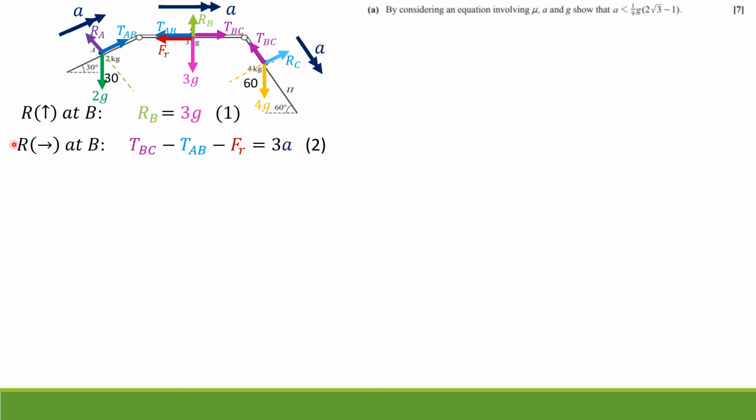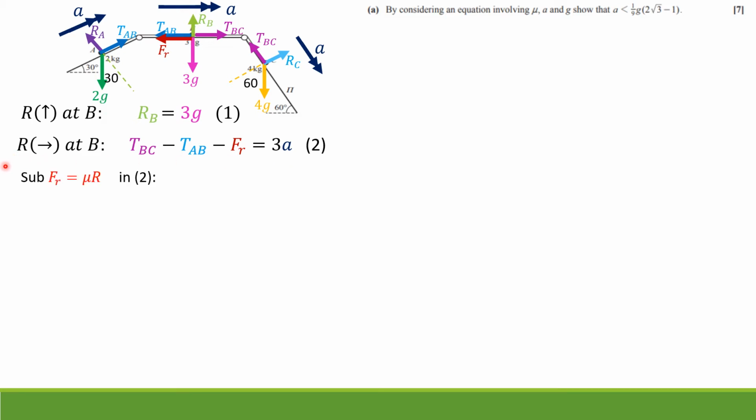Next, I'm going to resolve horizontally at B. So I'm moving to the right because the acceleration is going to the right. So the force to the right is TBC. Then I'm going to take away TAB because that's going to the left. I'm going to take away friction because that's going to the left. And that's going to equal the mass, which was 3, times the acceleration, which is a.